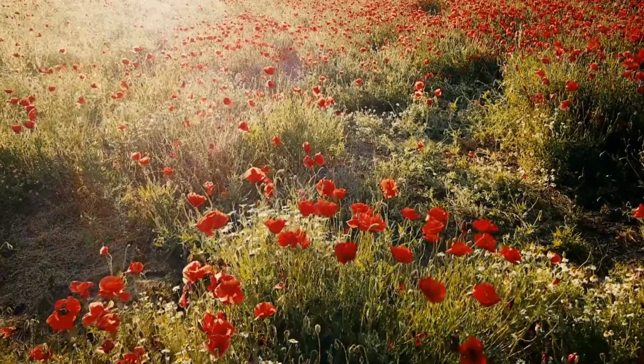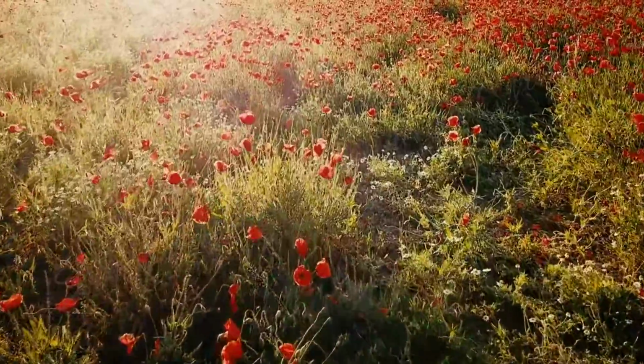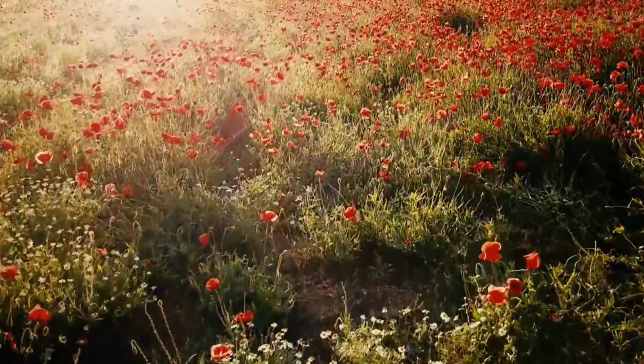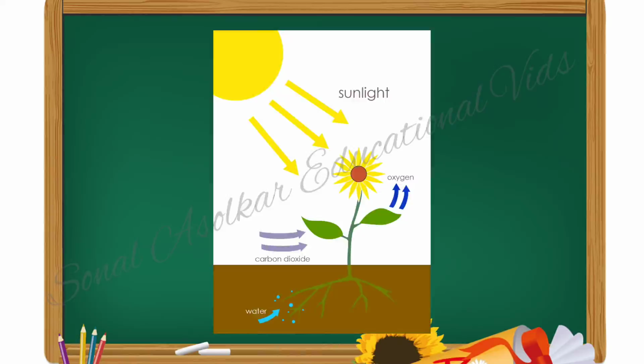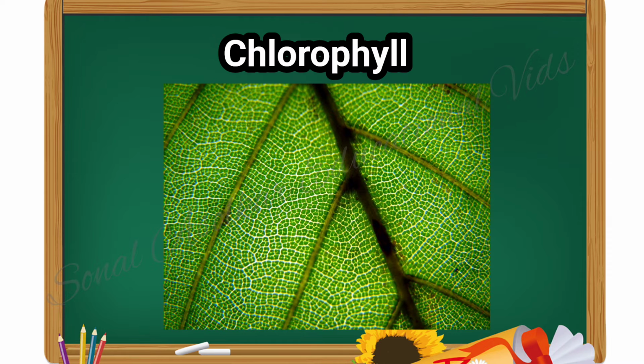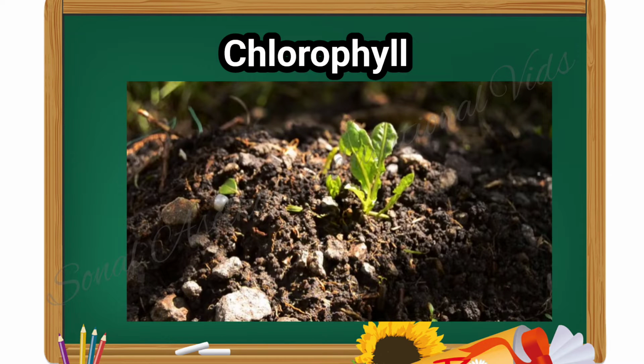Now we will see how plants prepare their own food. Most plants prepare their own food with the help of air, water, chlorophyll and sunlight. So students, did you know about chlorophyll? Chlorophyll is the green substance in plants that takes in light from the sun to help them grow.